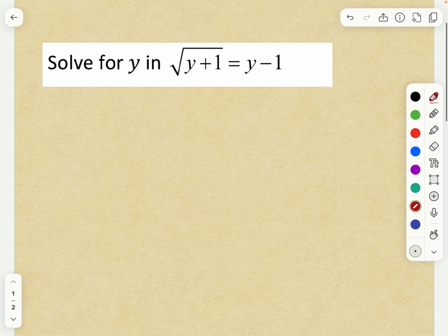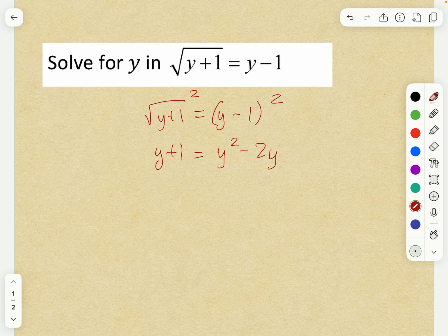This question says, solve for y if the square root of y plus 1 equals y minus 1. So we want to get y by itself, and we see the square root. So the first step is to square both sides. I'm going to rewrite the equation we have and then square both sides. I'm going to get y plus 1 on the left, and on the right I'm going to get y squared minus 2y plus 1.